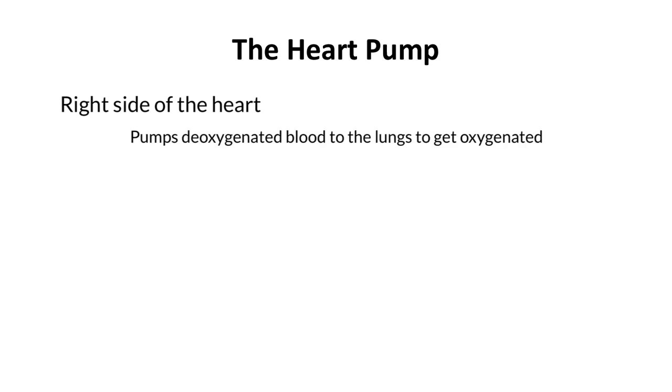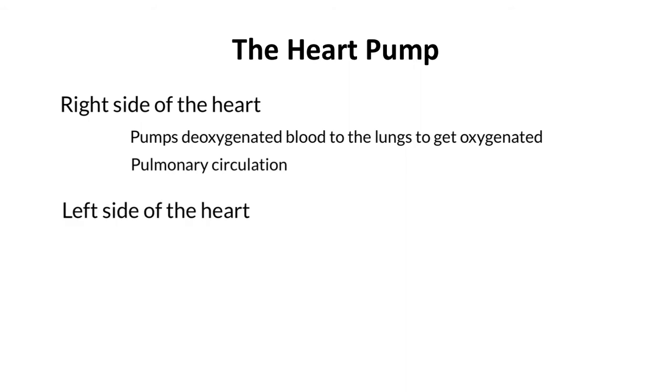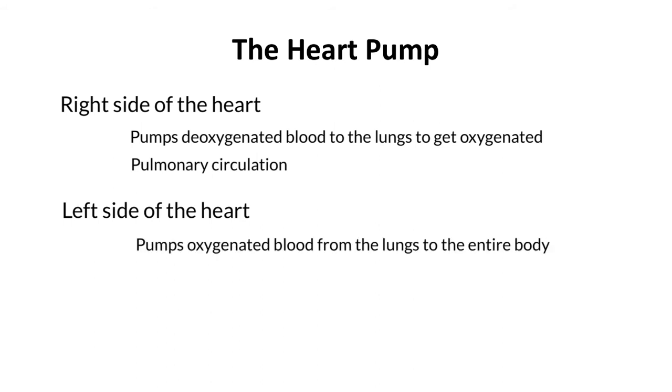The heart, made of cardiac muscle, is a pump that pumps blood all over the body. The right side of the heart pumps deoxygenated blood from the body to the lungs to get oxygenated. This is referred to as pulmonary circulation. Pulmonary meaning lungs. The left side of the heart pumps oxygenated blood from the lungs all over the body. This is referred to as systemic circulation.